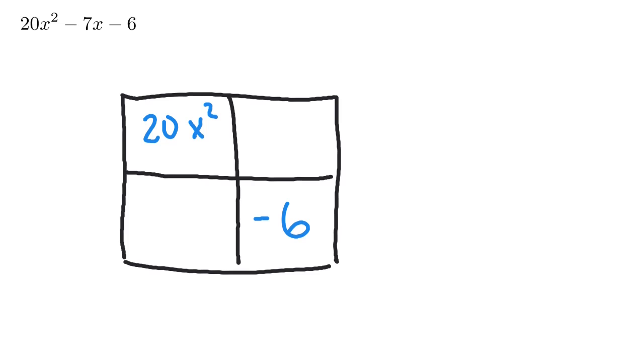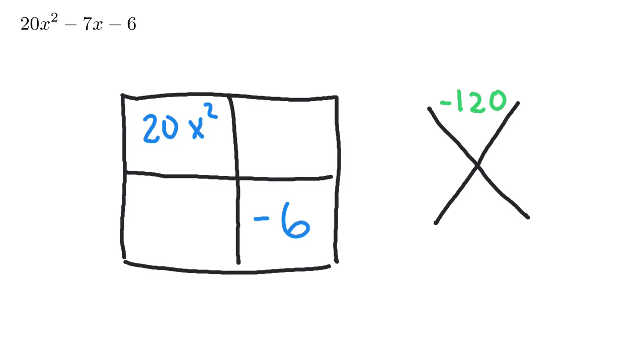Now, in order to figure out how to split up the middle term, which is negative 7x, into these other 2 empty boxes, we got to do ourselves a diamond problem here on the side. Okay, so remember how to set up the diamond. You take, ignoring the x's, just the coefficients, first times the last. So 20 times negative 6. 20 times negative 6 is negative 120, and that goes on the top of the diamond. Okay, so negative 120 goes there.